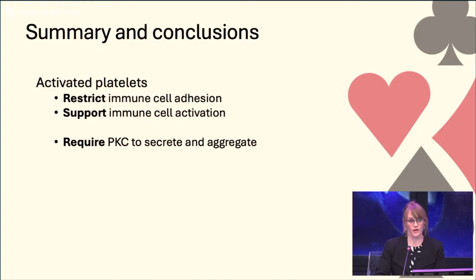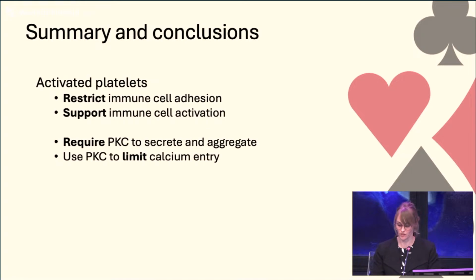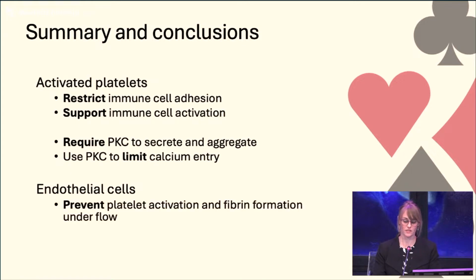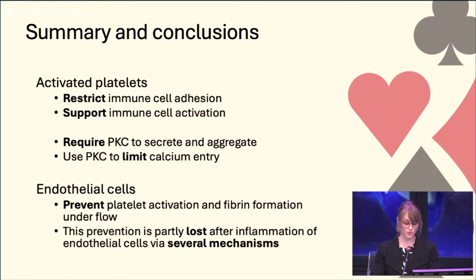Activated platelets require protein kinase C to secrete and aggregate, but at the same time, they use protein kinase C to limit calcium entry, preventing unwanted thrombosis. Lastly, I showed that endothelial cells prevent platelet activation and fibrin formation under flow, and that this prevention is partly lost when the endothelial cells are inflamed via several different mechanisms.